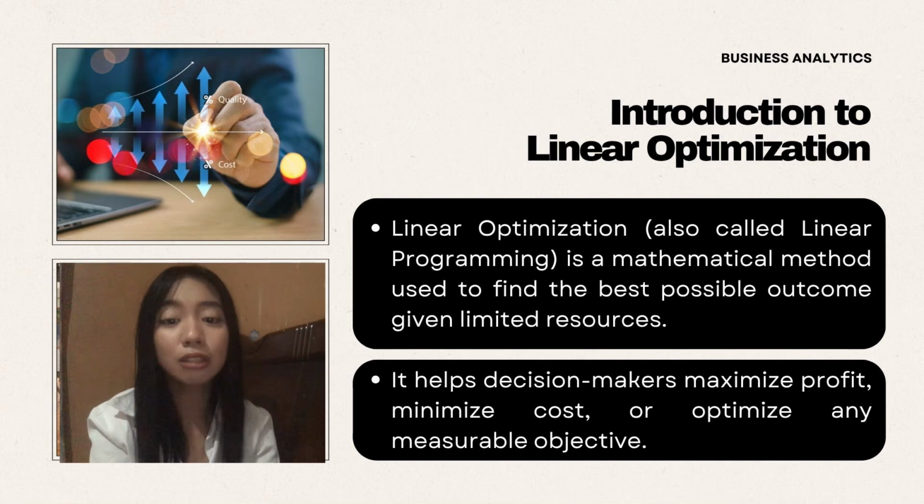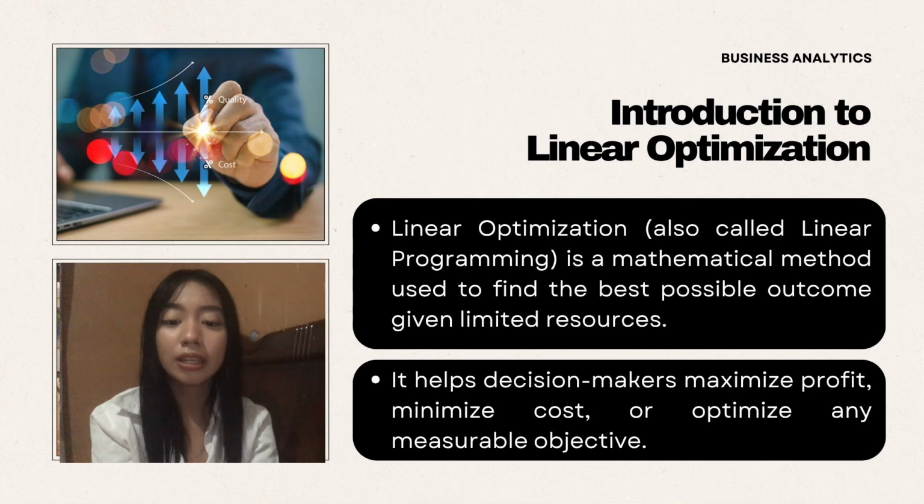So this method is widely used across many fields. For example, in business, it can help determine the most profitable product mix. While in accounting and finance, it can guide decisions on budgeting, portfolio selection, or minimizing operating costs. And also in logistics, it helps us identify the most efficient routes or distribution plan.